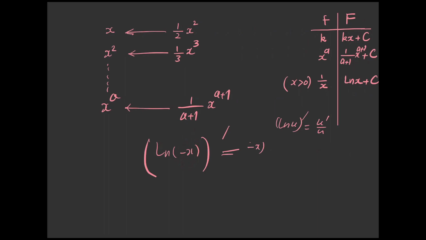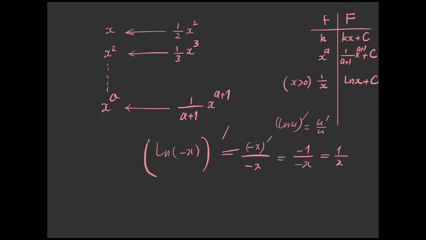So this becomes minus x prime over u. What is u? Minus x. But what is the derivative of minus x? Minus 1, divided by minus x. What is the answer? 1 over x. It is again 1 over x. So it is interesting: the derivative of ln of x is 1 over x, and the derivative of ln of minus x is also 1 over x.